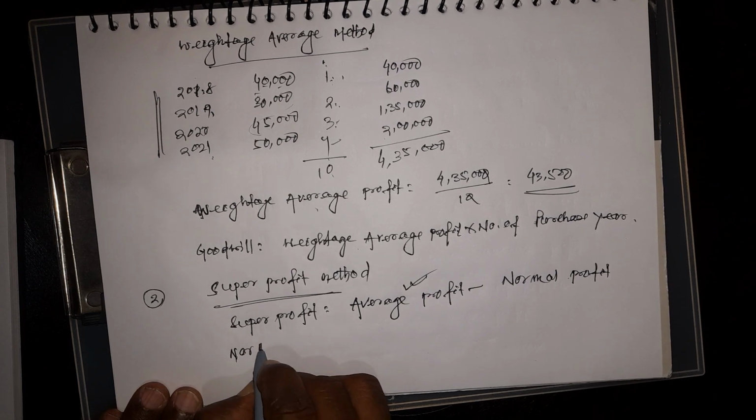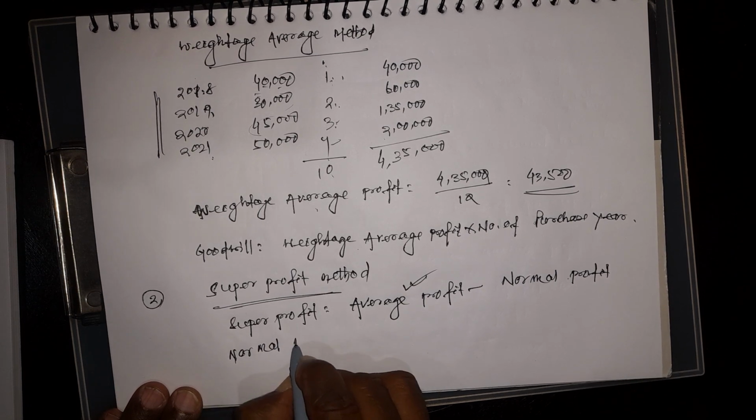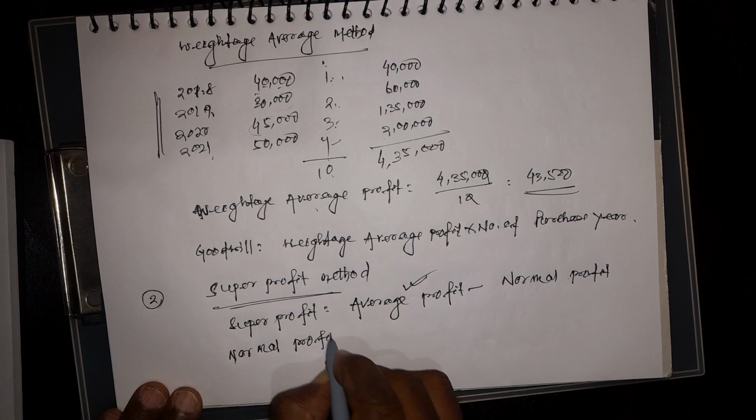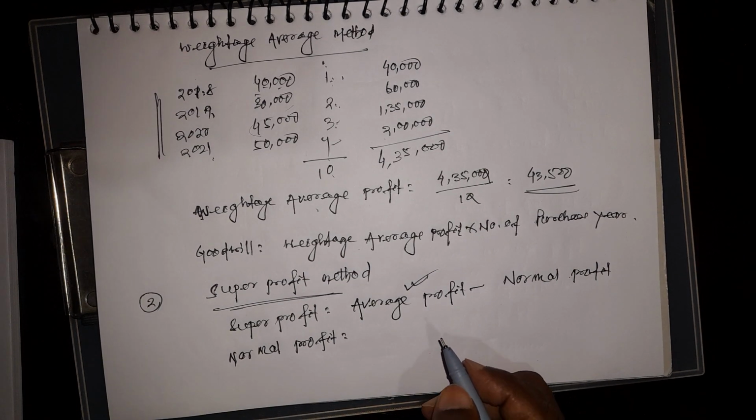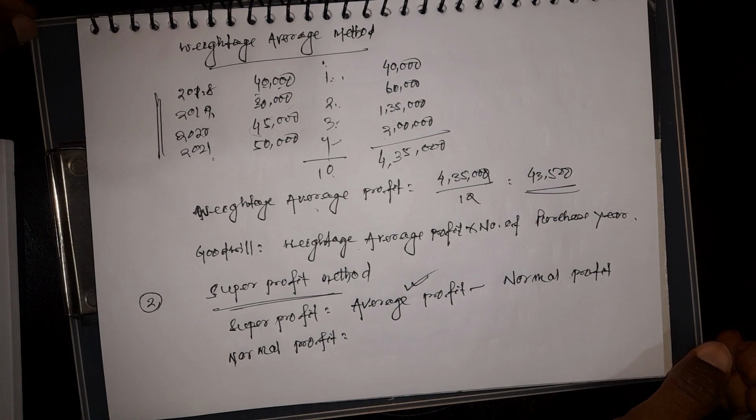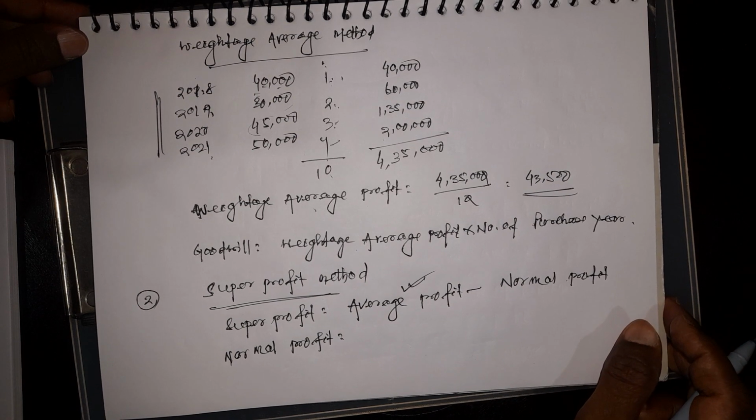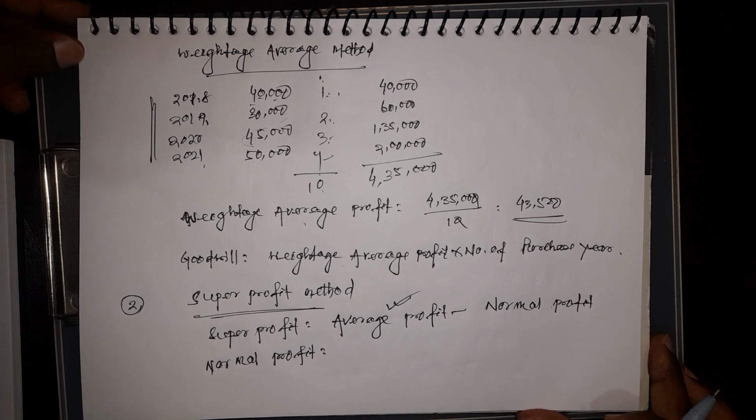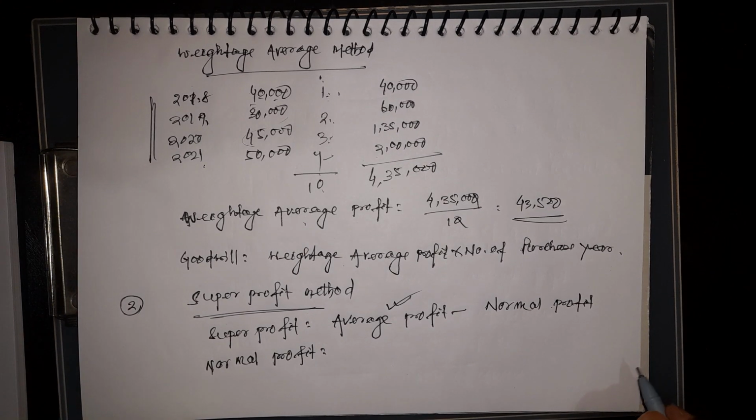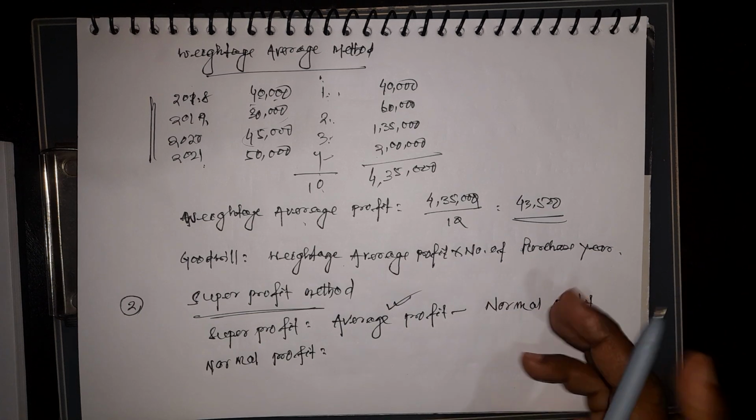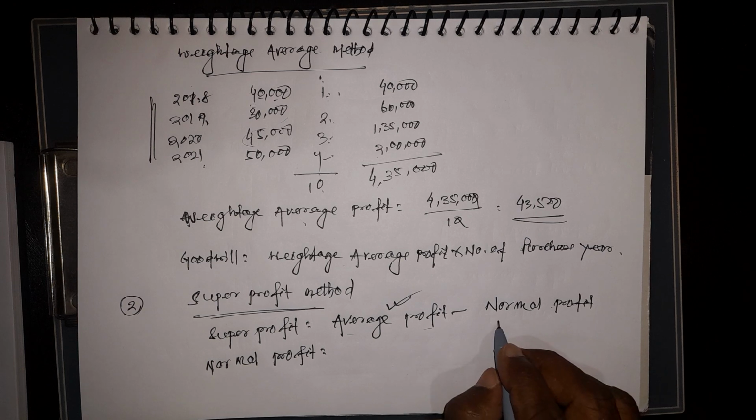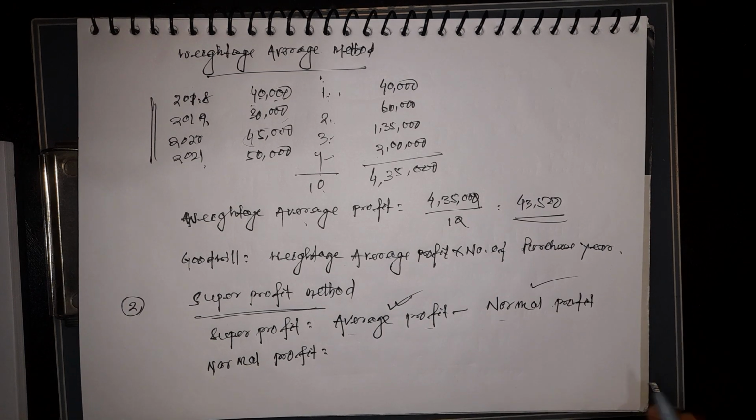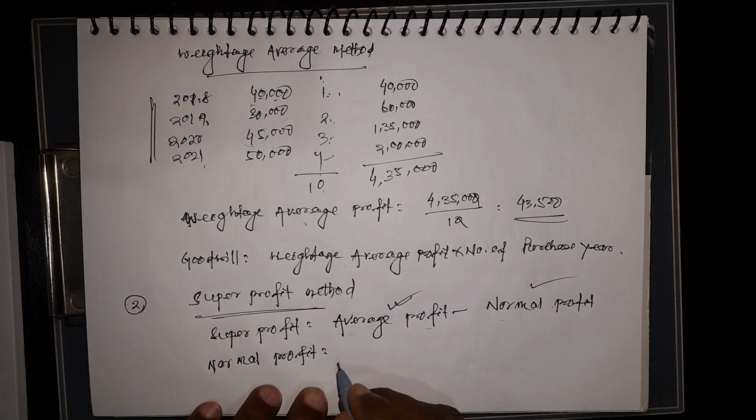These are the steps. First you will calculate the average profit. If the direct value is not given, first you will calculate the average profit according to the information in the question. How will you do it? Suppose 4-5 years profit is given. So you will add it and divide it. That will be the first step for calculating the average profit. After calculating average profit, then you will calculate the normal profit. What is the formula of normal profit?